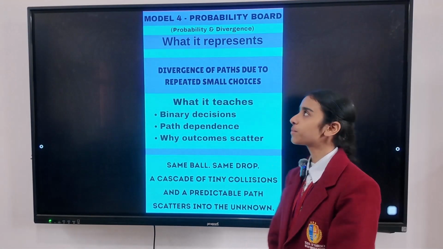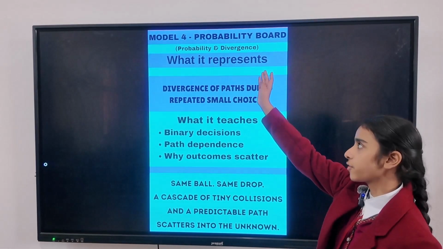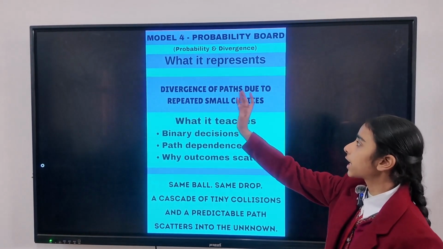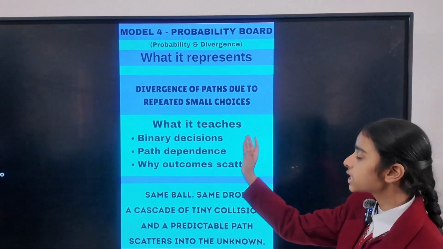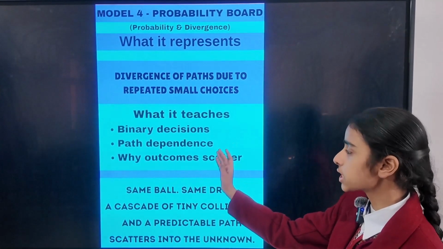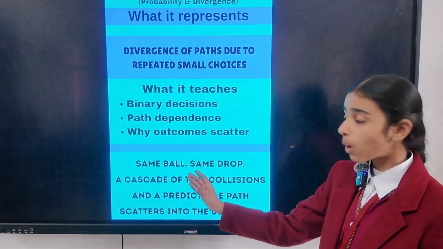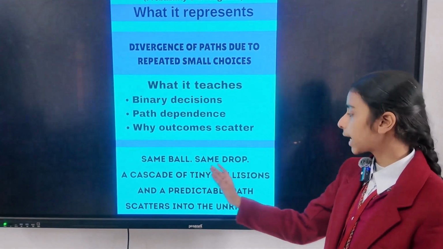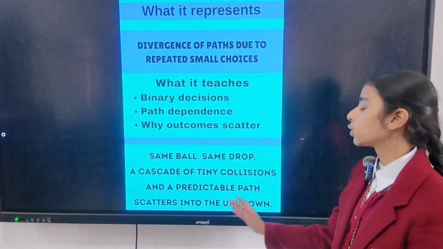The fourth model of my project is the probability board, which shows probability and divergence. It represents divergence of paths due to repeated small choices. It teaches us binary decisions, path dependence, and why outcomes scatter. Same ball, same drop, a cascade of tiny collisions, and a predictable path scatters into the unknown.